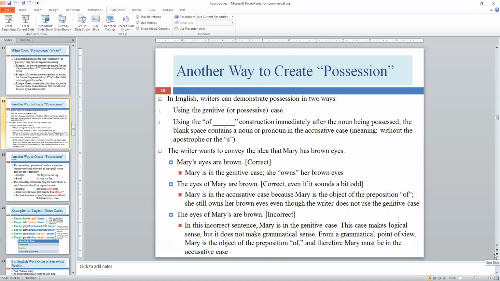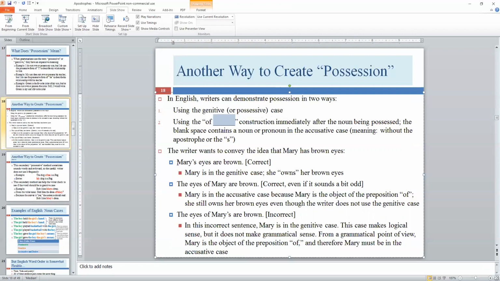Now we're going to talk about the second way that we in English can talk about possession. We've talked about using the genitive case, and that's probably the more common way of doing it, but there's another way that is also very common to use. And I'm going to call this the of blank construction. When we add of, and then in this blank space we add the noun that possesses, we have the equivalent of using the genitive case.